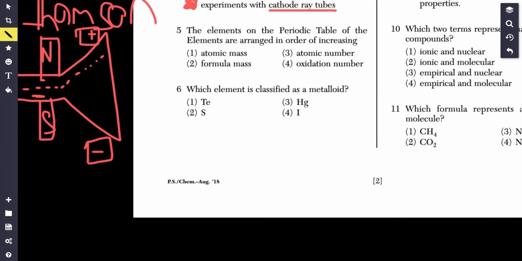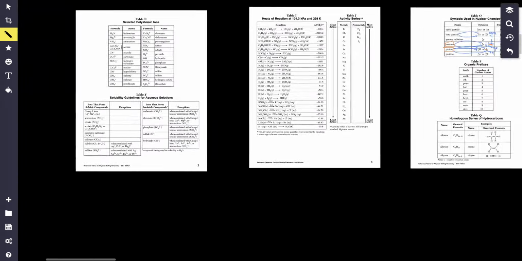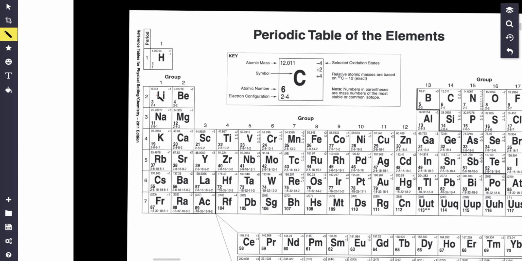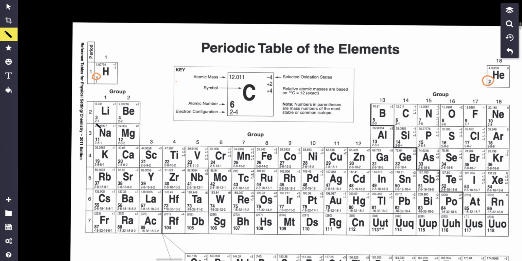Elements on the periodic table are ordered in what? Well, let's go to the periodic table. I don't know what table it is, but you should see it. Basically, look at this. We have element 1, element 2, element 3, element 4, and so on, right? And all of them are ordered in increasing.